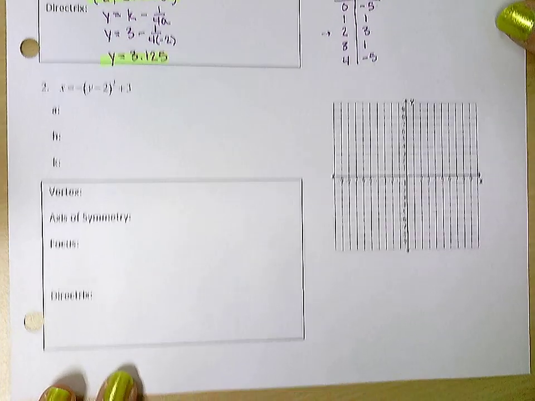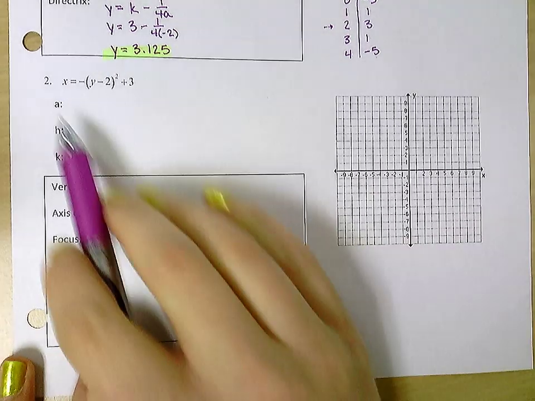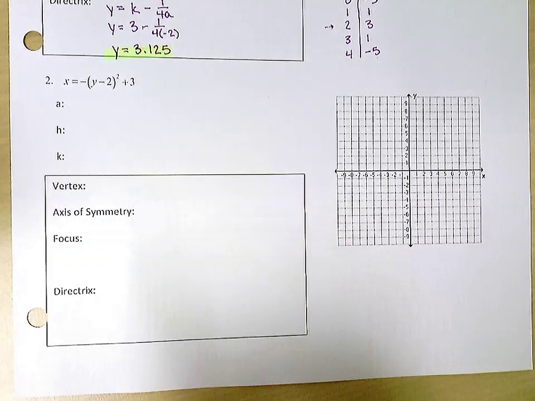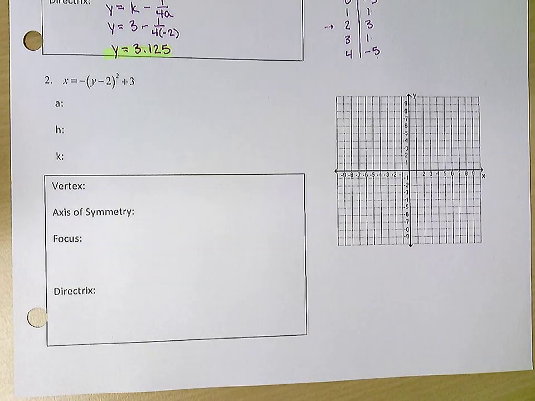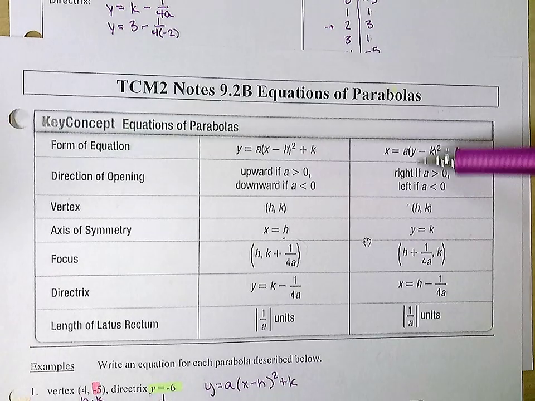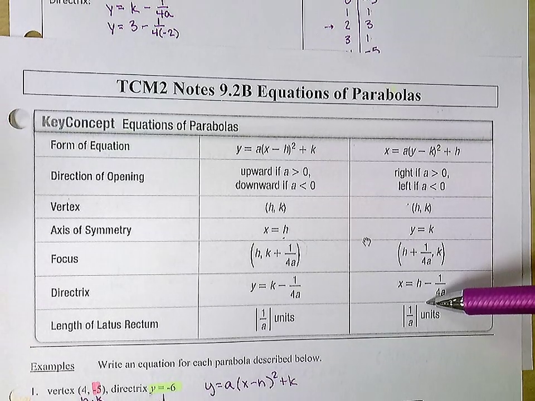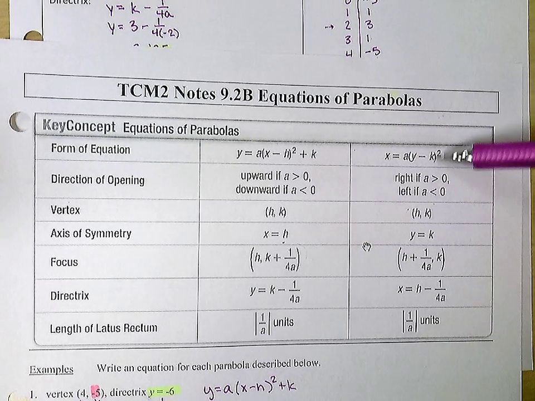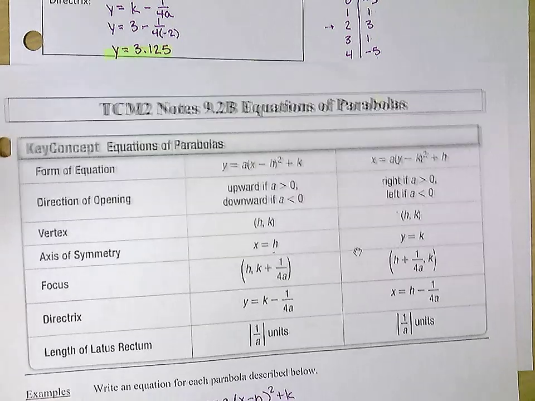All right, so number 2, this one is in the form x equals. If you have one of your note sheets with your chart on it handy, that means you're using this column now, because that is in the form x equals, meaning k is inside the parentheses and h is on the outside.